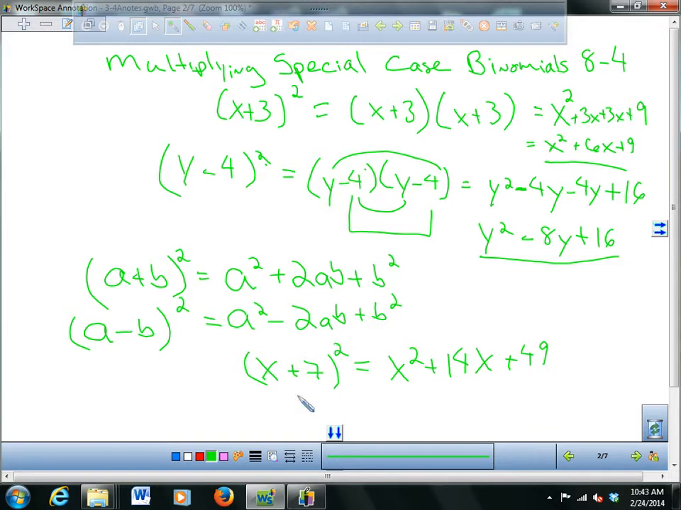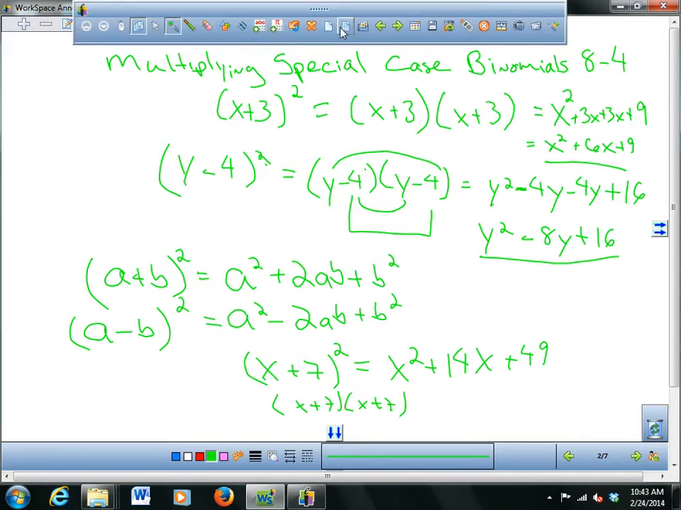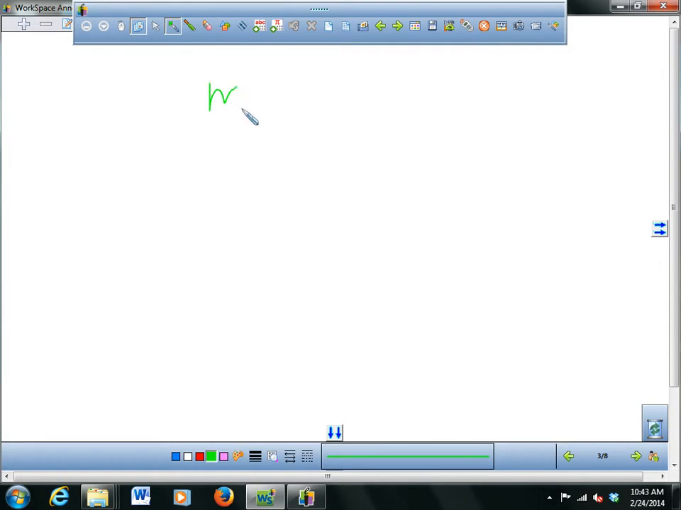So rather than do x plus 7 times x plus 7, FOIL it and then simplify terms, there's a shortcut. If it's just this plus this squared, I just square this, multiply this times this twice, and then square this and add them all up. And if it's subtraction, I would do the same type of thing. Who wants to try m minus 5 squared? Really quick.